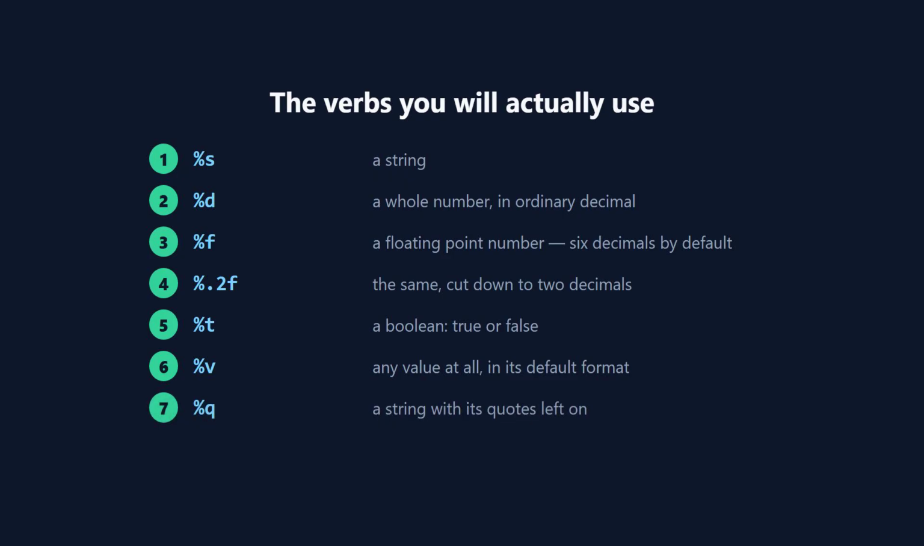%q prints a string with its quotes still on, which is very handy when you are hunting for a stray space. And %T does not print the value at all. It prints the value's type. %v and %T together are the fastest debugging tool in the language.